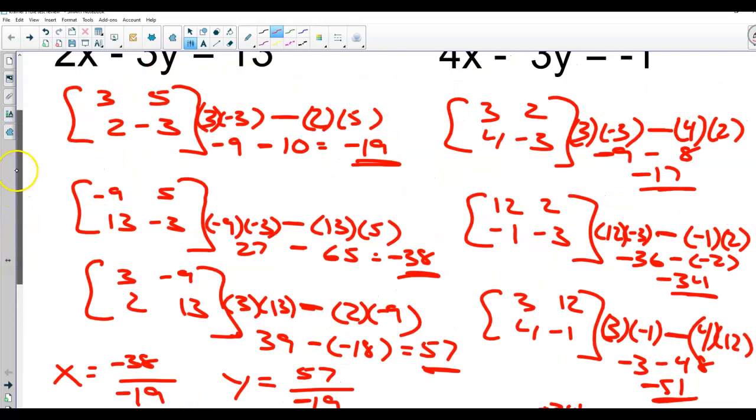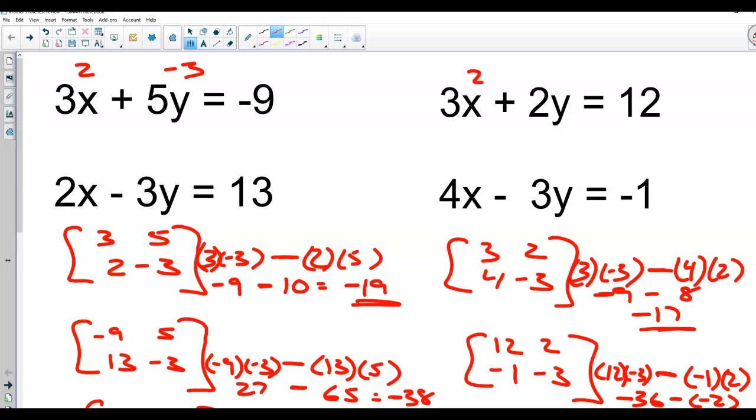Once again, bring it to the top. 3 times 2, 2 times 3, 6 and 6 is 12. 4 times 2 minus 3 times 3, 8 minus 9 is negative 1. When you finish the problem and you check your work, you should know whether you're right or you're wrong.